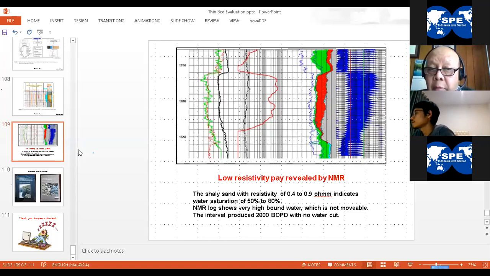But I'm not an expert on mud logging, so I won't be able to answer it definitively. But I don't think you might miss it, because even with a conscientious mud logger, if the sands are very thinly laminated, when you do the sample picking, you might miss those sands. And it also depends on the drilling fluid. Yes, definitely. Because normally, if you are drilling with oil-based mud, whatever gas has been released from those thin beds might get dissolved in the oil, and you might not see it.